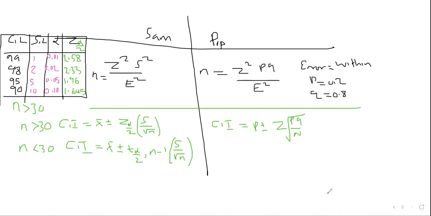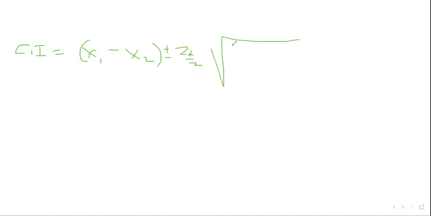Now, sometimes we have two samples. If we're dealing with two samples, our confidence interval will be a little bit long. We have the mean for sample 1 minus the mean for sample 2, then plus or minus Z alpha over 2. Then we take the square root of the variance for sample 1 added to the variance for sample 2.